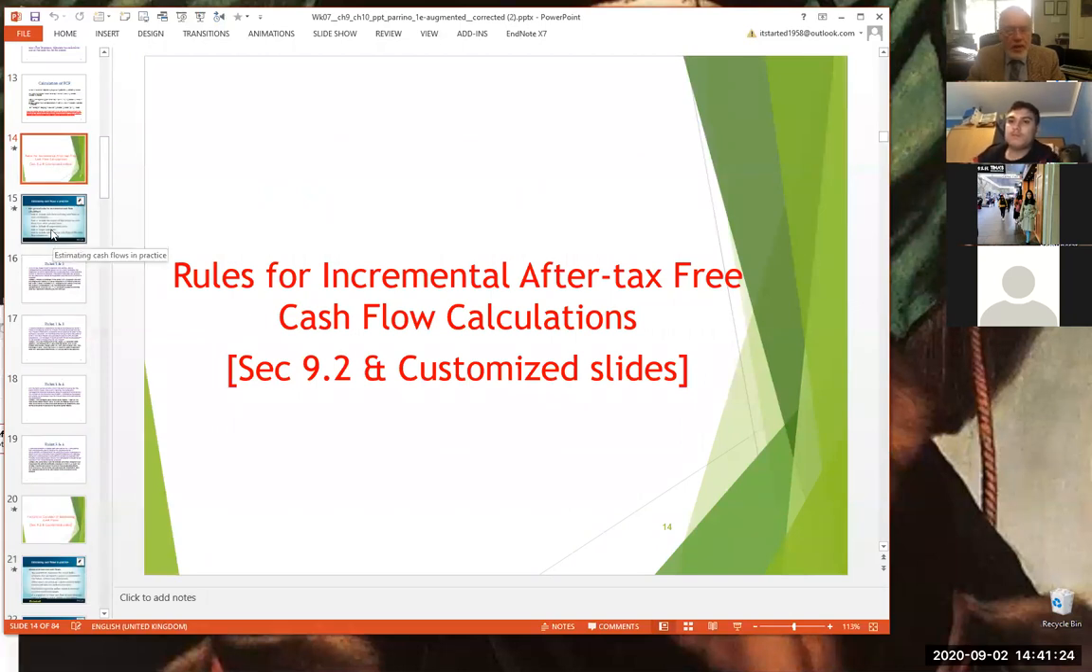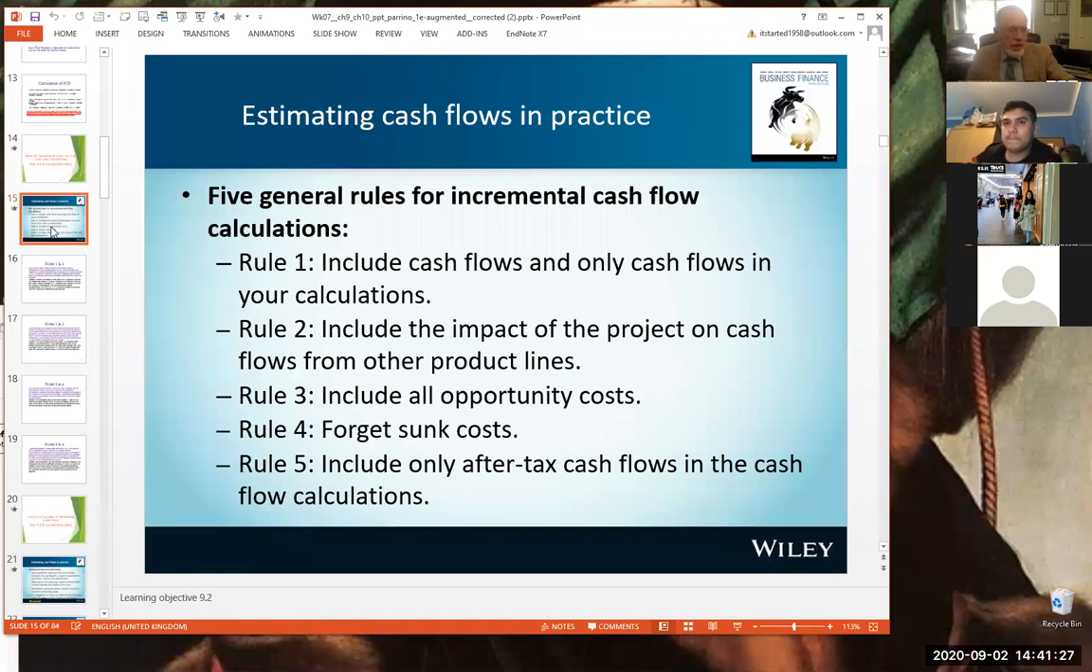Okay, we're going to be looking at calculations. Now here we've got 5 rules that are worth keeping in mind, maybe writing out on the back of your hand or putting up on the wall in front of your desk, that give you an idea of how to identify cash flows and what to leave out when you're putting in cash flows. These are pretty handy. Rule 1: no accruals, no prepayments, no intangibles. So you include cash and only cash in your calculations.